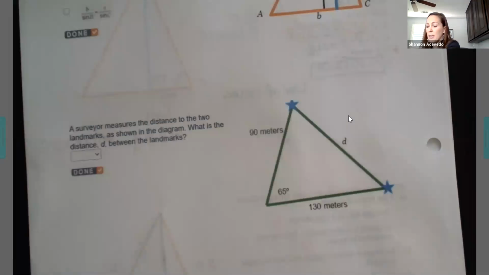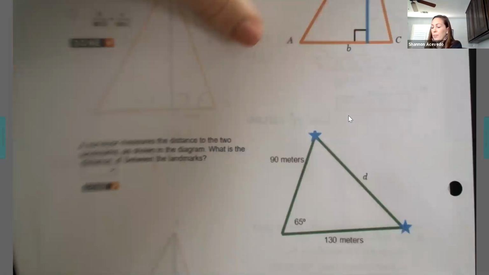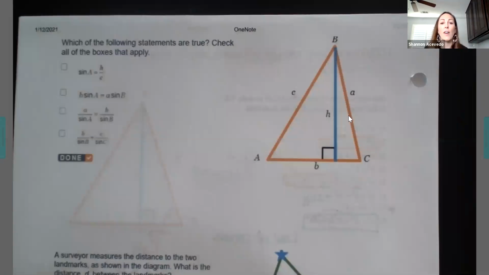On the back side. Which of the following statements is true? Check all the boxes that apply. So again, we're taking things piece by piece. So I need to check all that apply.